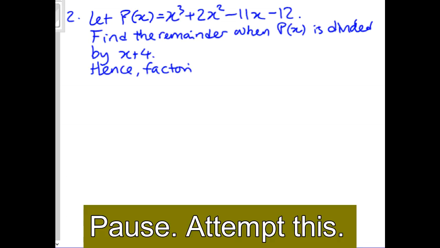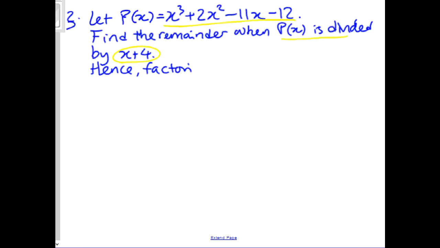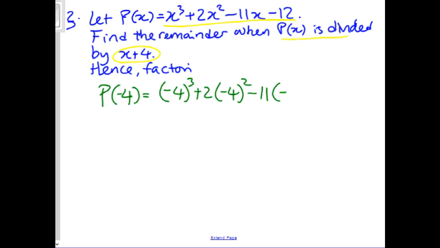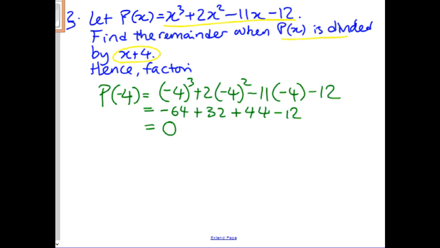Well, this is going to be question number 3 now. So this is going to be easy. What I'm going to do is use the remainder theorem, P of -4, at this stage. That's the remainder. So -4 cubed plus 2 times -4 squared minus 11 times -4 minus 12. And note that this is actually a factor.